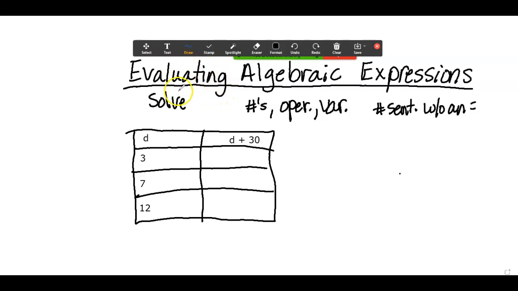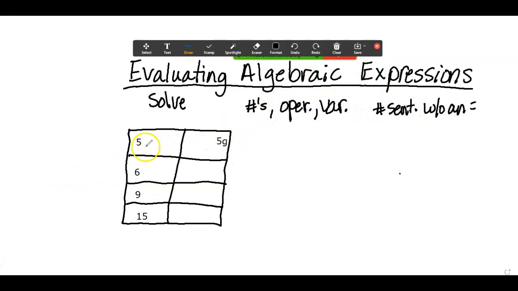So for this problem, the variable is d. The algebraic expression is d plus 30. So we're plugging in the number where the variable is. So 3 plus 30, 33. 7 plus 30, 37. 12 plus 30, 42. And there's that answer.